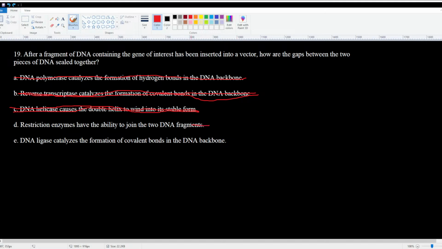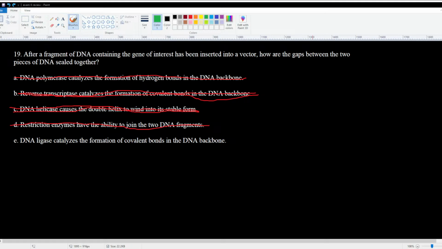So the answer would not be D, leaving only: DNA ligase catalyzes the formation of covalent bonds in the DNA backbone. That's what a ligase does, right? That one's correct. DNA ligase catalyzes the formation of covalent bonds in the DNA backbone. That's exactly what's happening. Remember, that's what a ligase does.